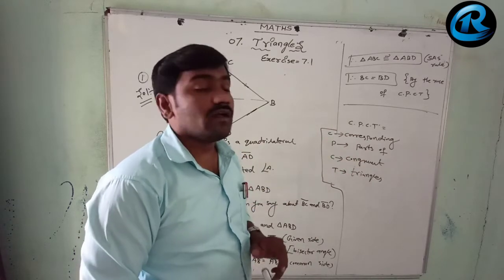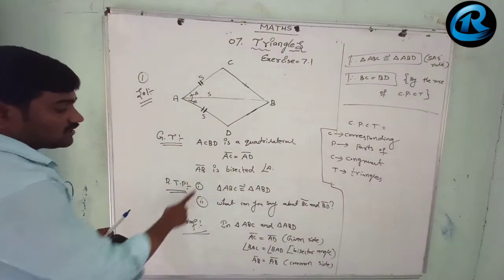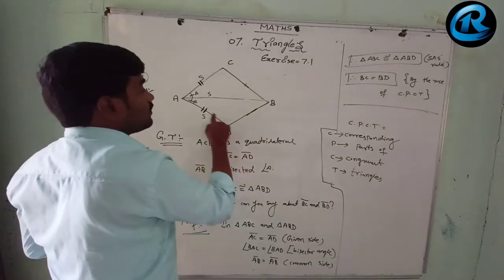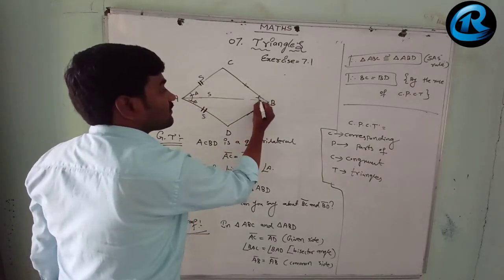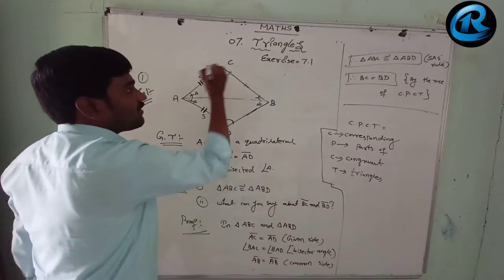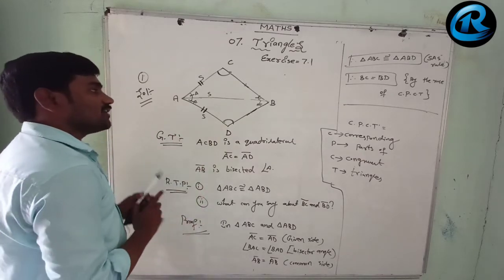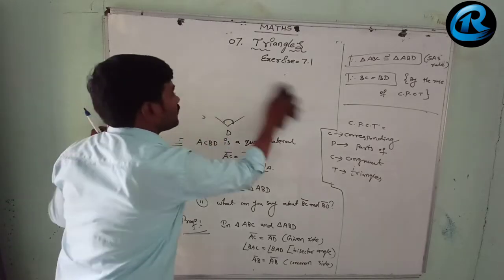Just remember the word CPCT, corresponding parts of congruent triangles. These two we have completed. Here BC equals BD, and also angle ABD, this angle is also equal to this angle. Not only that, these two angles will also be equal by the CPCT rule, corresponding parts of congruent triangles. Okay, now I hope you understood this.